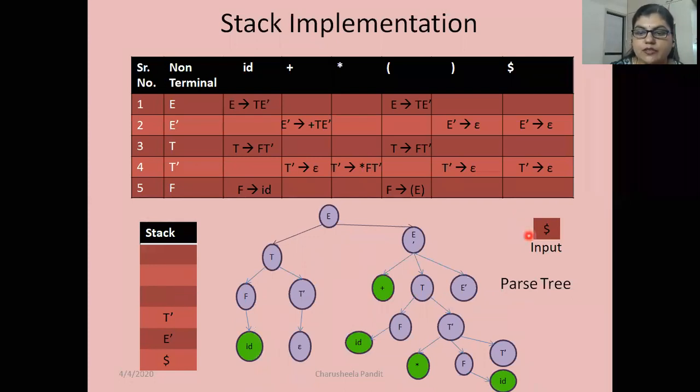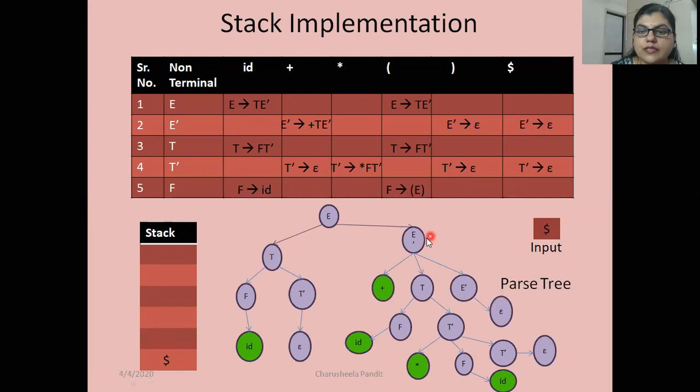So T dash and a dollar. So T dash row and dollar column. So T dash gets expanded to epsilon. So now the expansion of T dash is done. Now we have to expand the E dash. So E dash row and dollar column. So you can see the production here, E dash gets expanded to epsilon.